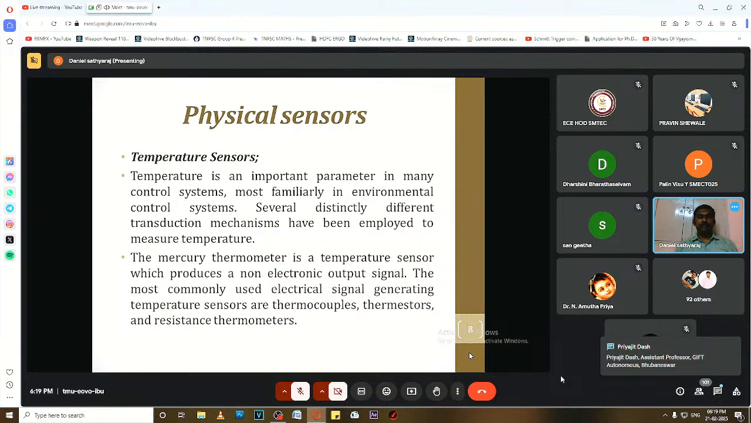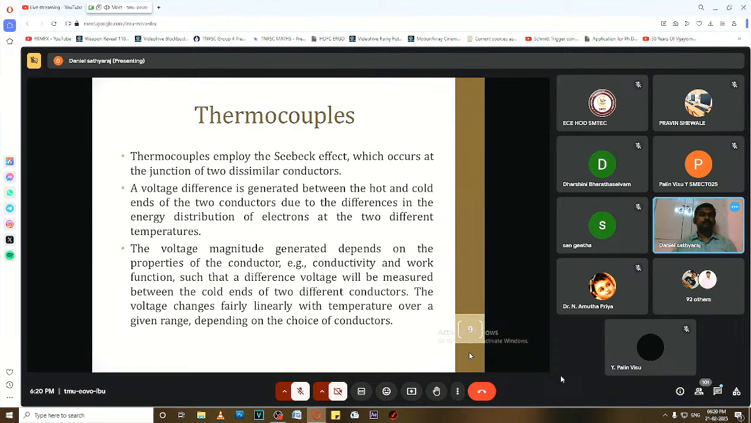The temperature sensors like the mercury thermometer produce a non-electronic output signal. So the commonly used electrical signal generating sensors have to be connected. For that, thermocouples, thermistors, or resistance thermometers can be used for sensing. So the temperature can be converted into a common measurable electrical signal. Thermocouples work based on the Seebeck effect.